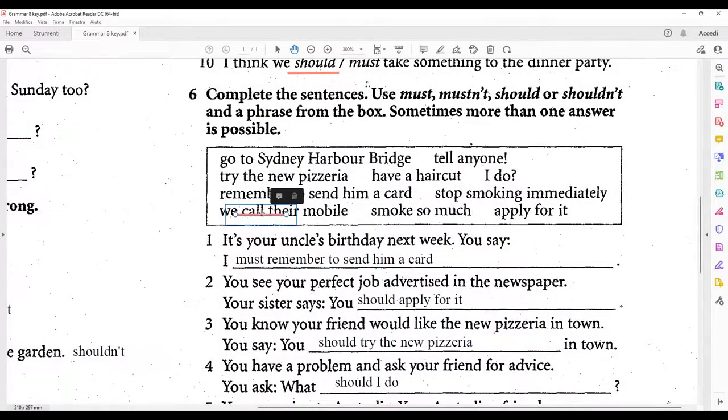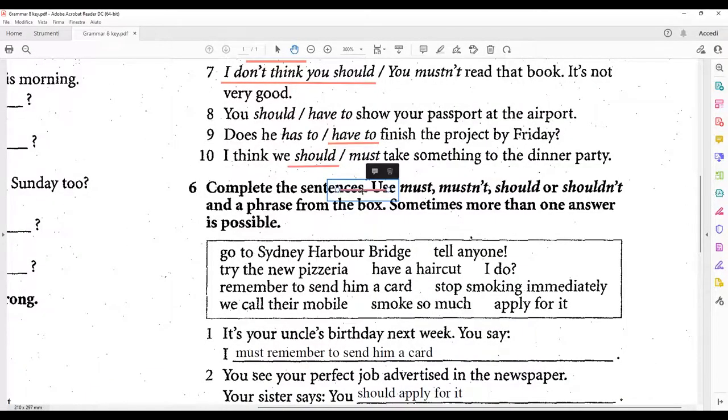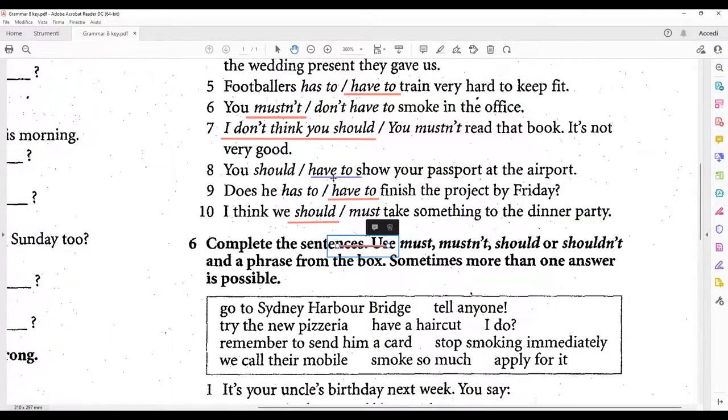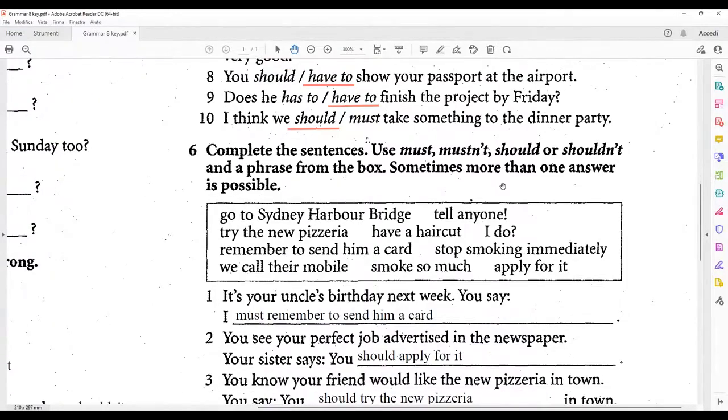Oh, I think that something happened to this little sign here. Oh, here is the problem. I think that something got moved. There you go. Have to. You have to show your passport at the airport. Okay.